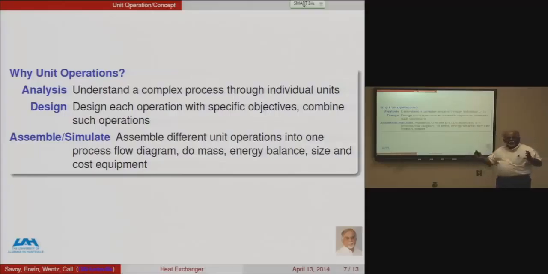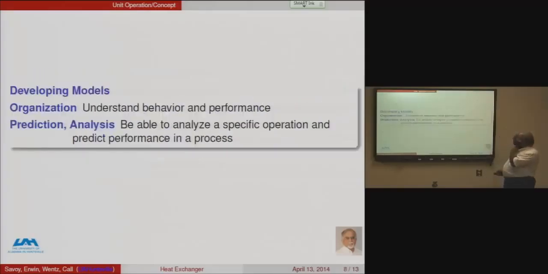So we can assemble and then we can simulate them and then figure out, when you put the parts together, how does the whole behave? So that's the idea. You can create a process flow diagram, do mass and energy balance, and size the equipment, find out the cost, so on and so forth.